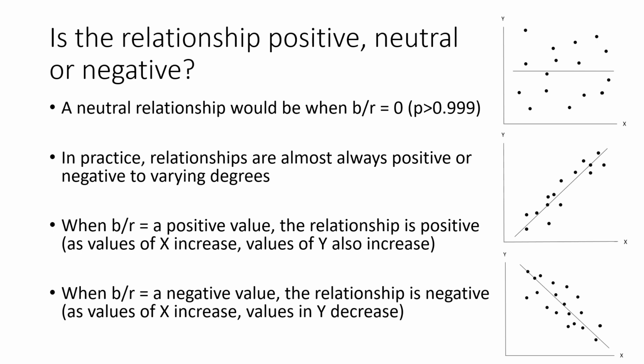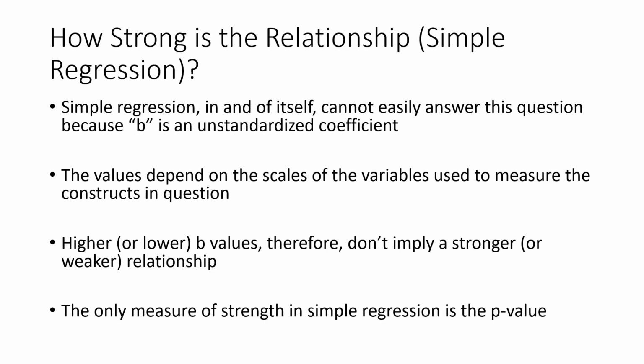When your b coefficient or R coefficient is a negative number, when it has a negative value, then we assume that the relationship between X and Y is a negative relationship. That is to say, as values of X increase, values of Y concomitantly decrease. And you can see an example of a negative relationship at the bottom right-hand side of this slide.